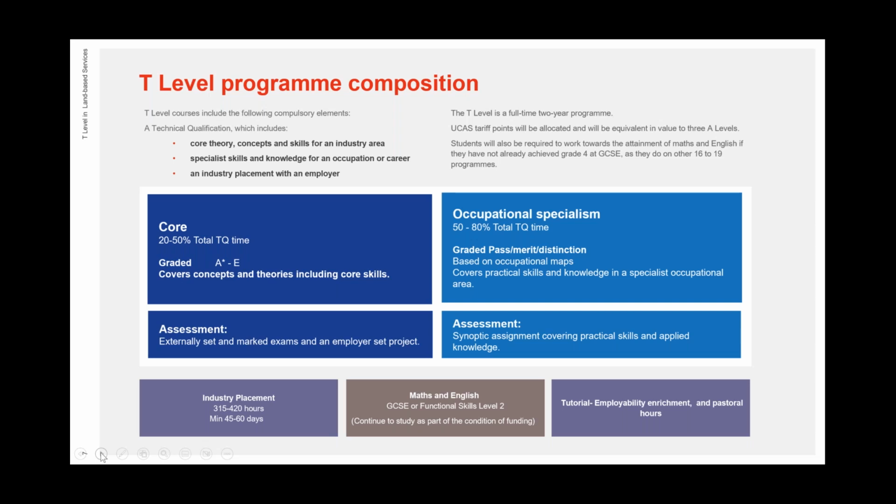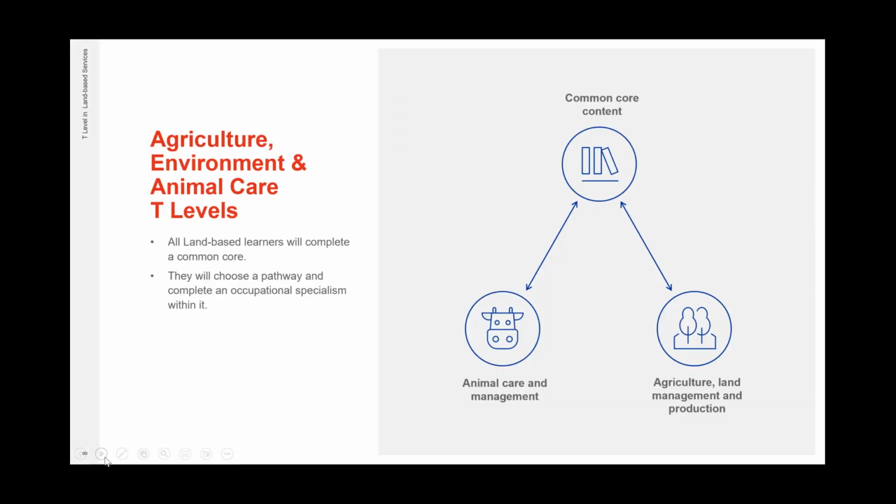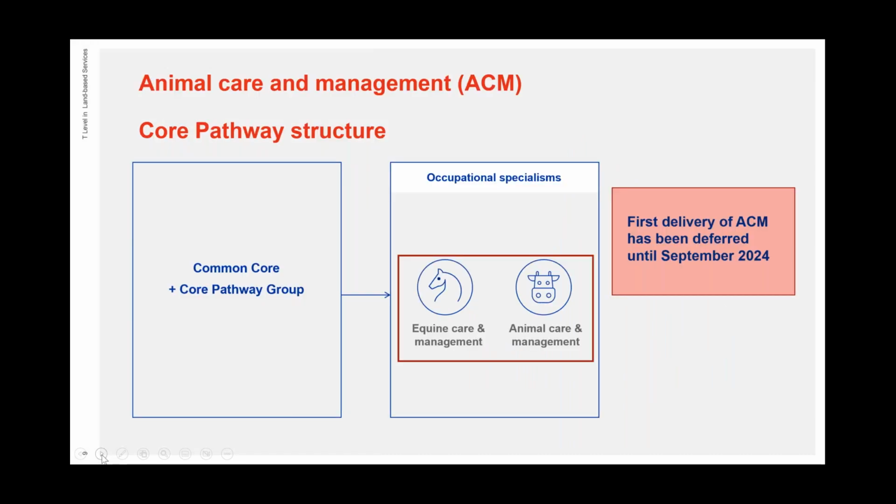I'm going to go on to talk about the structure of the land T level in a little bit more detail. As I've said, all learners, whichever part of the agriculture, environment and animal care T level they're doing, will take the Common Core content and the same Common Core exam. They will then go on to the Core Pathway.